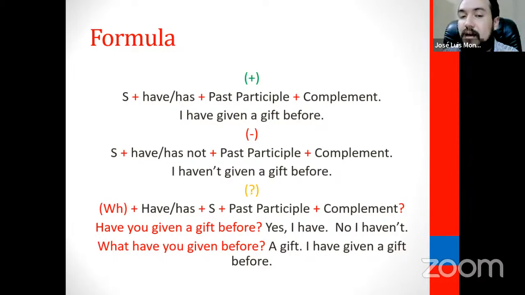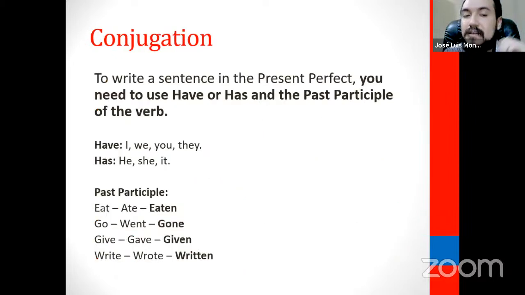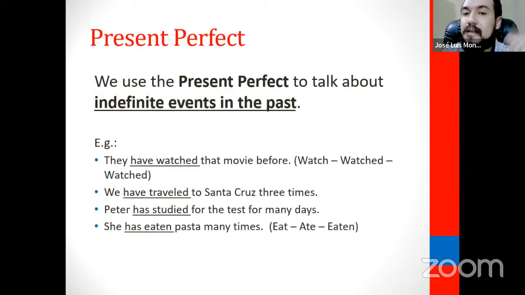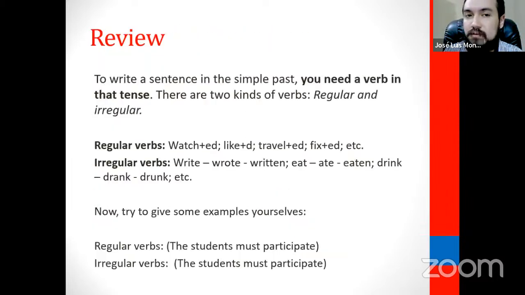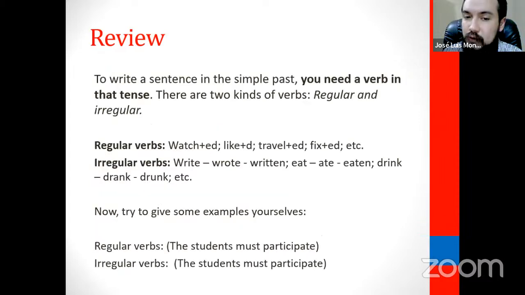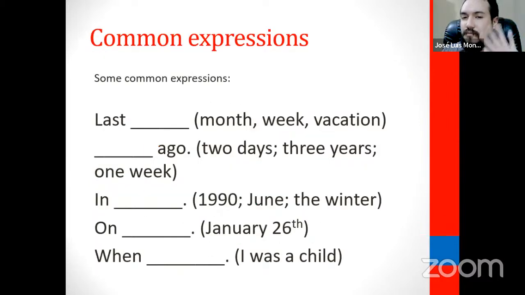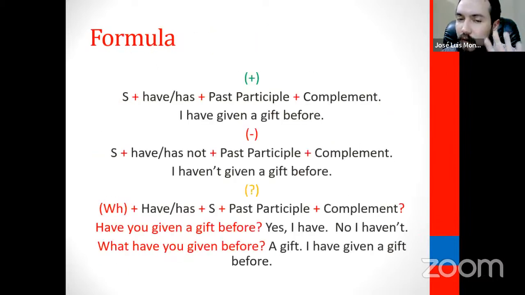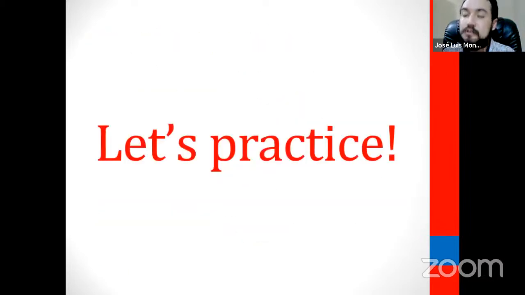I have given, I haven't given, have you given, right? That's just to remind you of that. Then you have the rules for conjugation: I, we, you, they, have, and then he, she, it, has, using the past participle once again, and the main explanation. And I also show you very briefly the simple past, but we mentioned this also in a certain way. So, do you have any questions about all the things that this presentation is showing you?